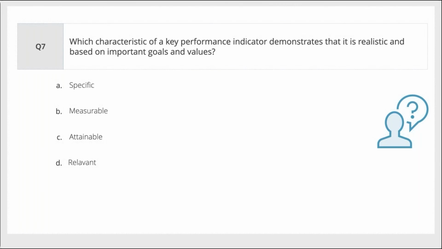So we want the KPIs to be specific to a particular thing, like if you're measuring availability or some kind of performance. This is all part of SMART. Yes, that's a good point. So is it measurable? Is it attainable? Is it relevant? Which of these is related to the fact that it is important to the organization?